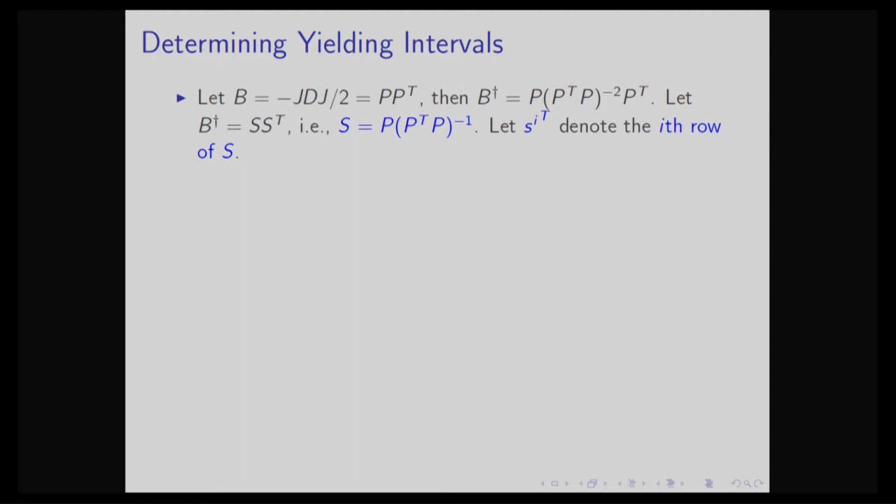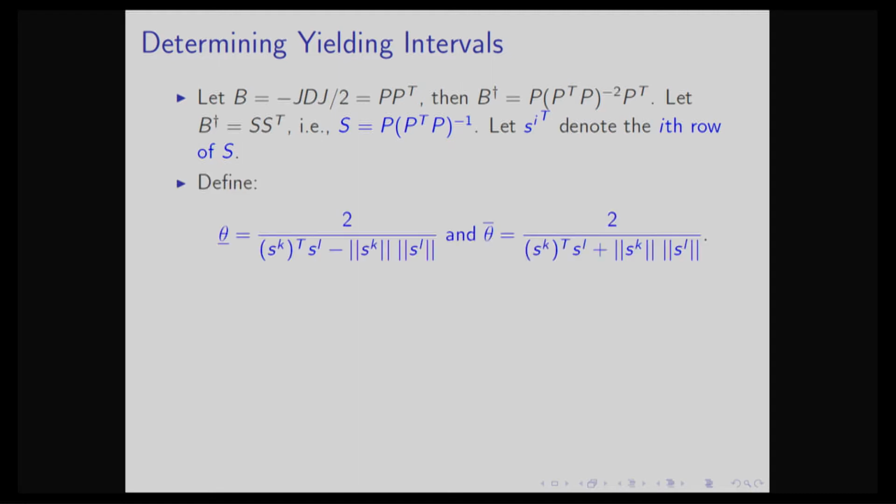And notice here there is some duality happening. So if B is the Gram matrix satisfying this, if I factorize the Gram matrix, I get P P transpose. The points are the rows of P. If I take the Moore-Penrose inverse, it's given by this. And if I factorize the Moore-Penrose inverse of the Gram matrix, I get this matrix S, and I look at the rows of S, and then I define these two quantities in terms of this vector S.